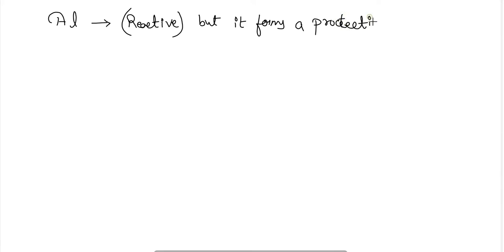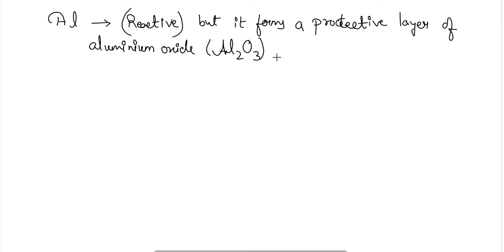or protective layer of aluminium oxide, that is Al2O3, right? So due to the formation of this aluminium oxide layer over the aluminium metal, what happens? It behaves as inert. The reactivity of the aluminium will decrease. Okay, although it is attacked by alkali. Okay, it is inert after the formation of this aluminium oxide.